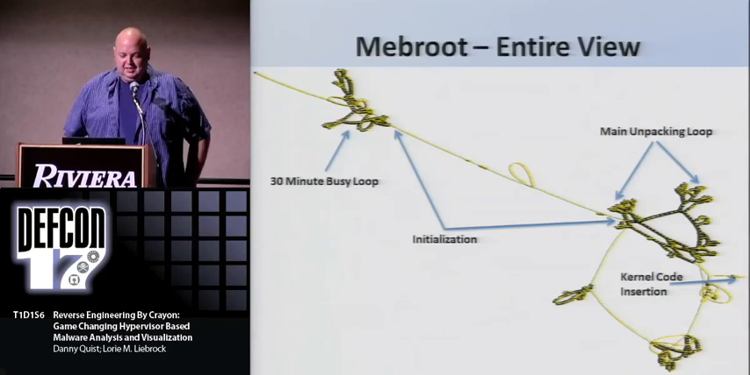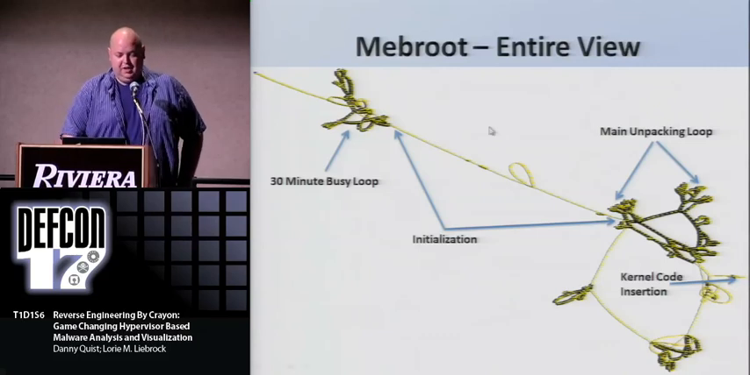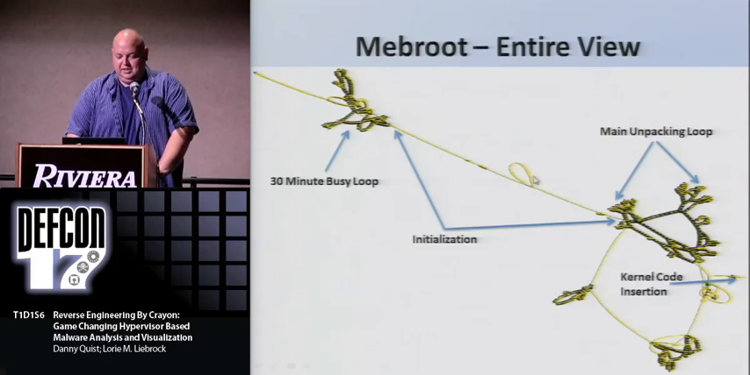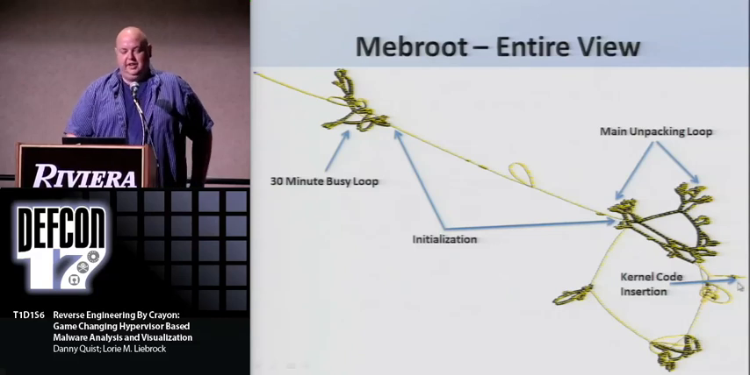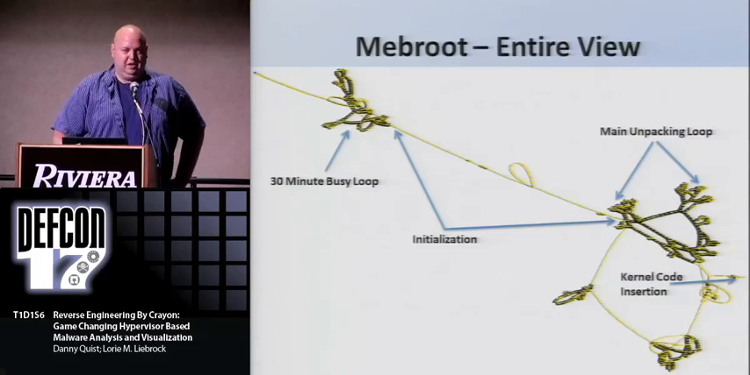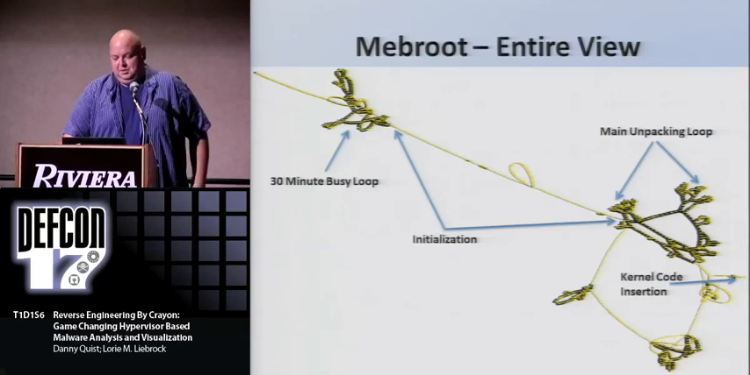So this is the entire graph of execution. We start out with the initialization. This is the 30-minute busy loop, the secondary initialization right here, and then there are three main portions of the program. Reverse engineering it, this was the main unpacking loop, and these are two other secondary decoders that I didn't figure out, but this kernel code insertion actually occurs at this point, and that's when the executable stops and your system's then infected.